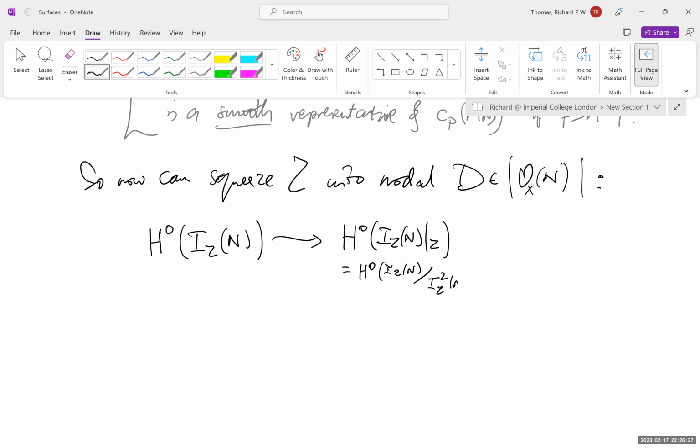That's I_Z squared, which is sections of the normal bundle to Z, dual, twisted by N.